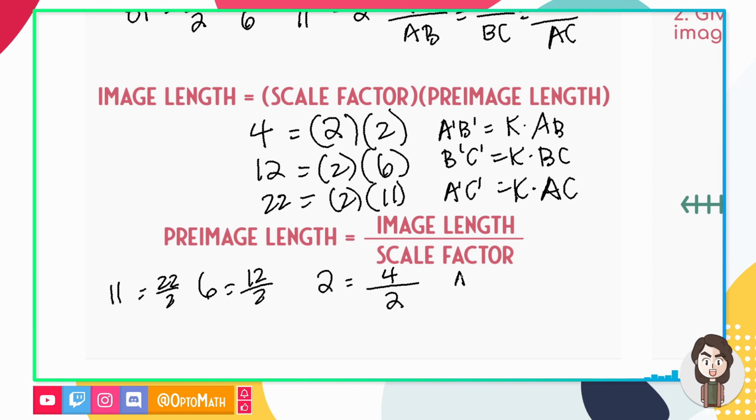So we could also write this using our letters. We could write A prime B prime over K equals AB. Then B prime C prime over K equals BC. And then A prime C prime over K equals AC. And that's like taking this equation and dividing both sides by the scale factor to get the pre-image by itself.